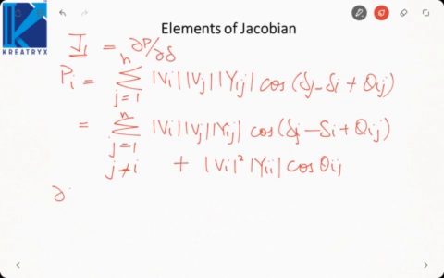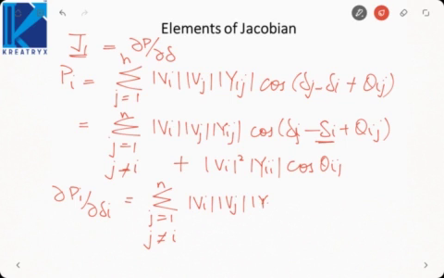Now if we calculate del Pi by del delta i, that is the diagonal elements of J1, then the derivative of the first term would be the sum over j equal to 1 to n, j not equal to i. The derivative of cos is minus sine, and the minus sign will become plus sign, giving mod Vi mod Vj mod Yij sine of (delta j minus delta i plus theta ij). The derivative of this second term would be 0.